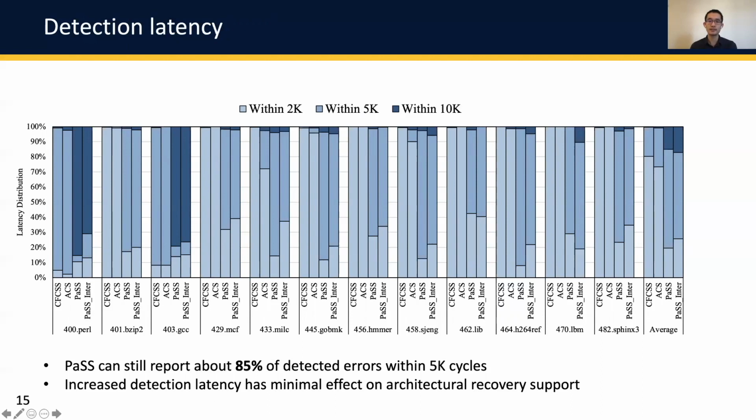Within 2K, 5K, and 10K represents whether the detected error is reported within 2K, 5K, and 10K cycles after the fault injection. Although PASS experiences the longest detection latency, it can still report 85% of errors within 5K cycles. Since architectural recovery mechanisms generally perform checkpoints at a much lower frequency, we believe PASS has minimal effect on this method.